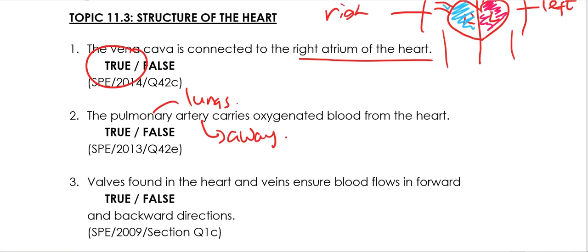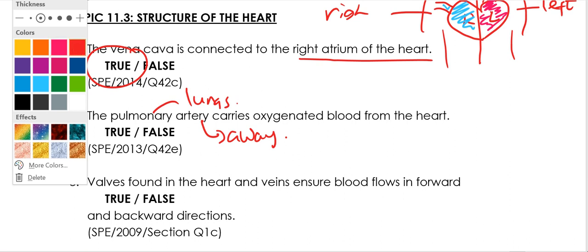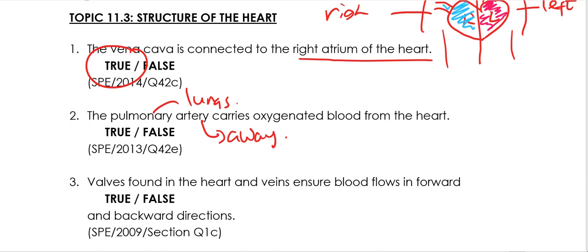So actually for this one, the answer is the pulmonary artery carries deoxygenated blood. Okay, I should really write this down properly. Deoxygenated blood. Oh yes, it is deoxygenated. It is not oxygenated. It is false.